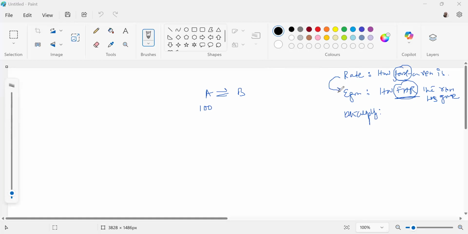Rate and equilibrium have got no relation. Remember this part. Rate is how fast a reaction is, and equilibrium is how far the reaction has completed. This difference should be absolutely clear. They've got no relationship. That if the rate is faster, the equilibrium will be reached more? No, not really. And having said this, suppose you have taken 100A.